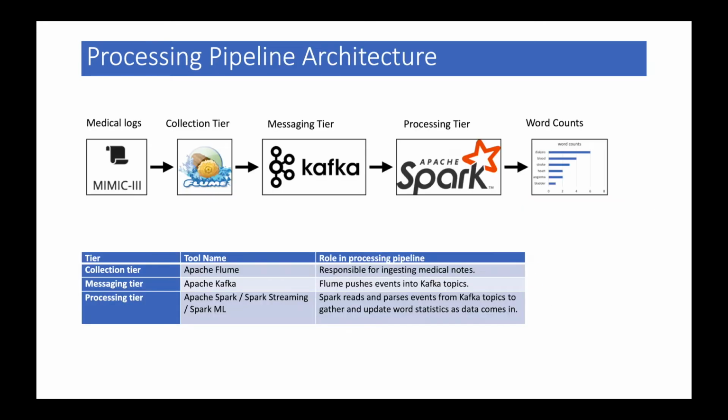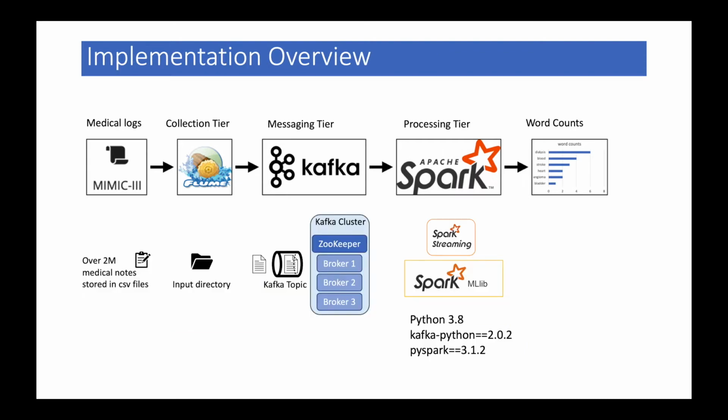The processing pipeline consists of three main tiers depicted in the diagram shown here. The collection tier is implemented using Flume and is responsible for ingesting medical notes. Flume then pushes each note as an event onto a Kafka topic. Kafka acts as the messaging tier, and Spark is used to read and parse events from the Kafka topic and compute word statistics. The pipeline was used to process over 2 million medical notes stored in CSV files.